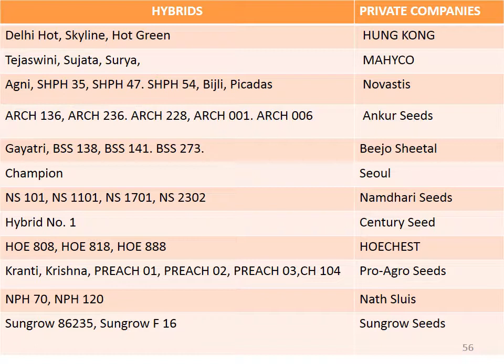Hybrids from private companies, the list is given here. Delhi Hot, Skyline Hot, Green from a Hong Kong company. Then Mahyco released Tejaswini, Sujata, Surya. Novartis released Agni, Bichli, Picadas. Then Ankur Seeds released the ARCH series of chilli. Then some other companies are also given here.